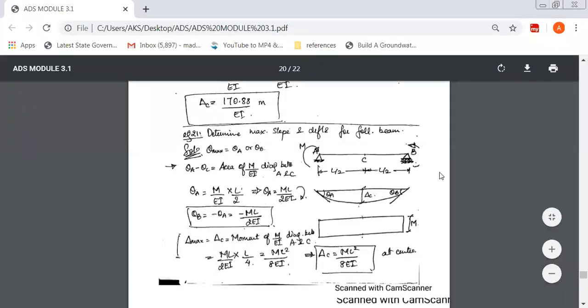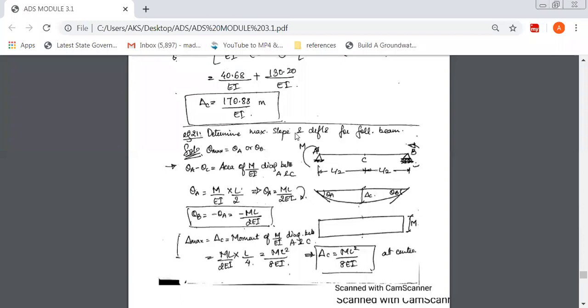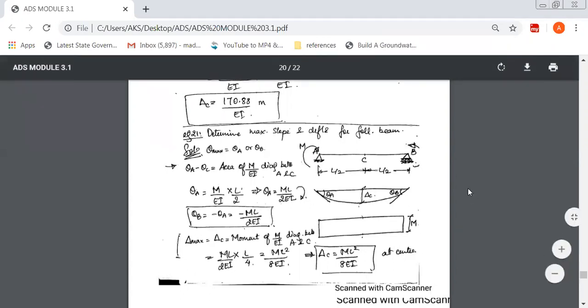Okay, so the next problem is, again, determine the maximum slope and maximum deflection for the following beam. Again, we know that for a simply supported beam, maximum slope is at the support and maximum deflection is at the center. Now see, it's a simply supported beam and there is a moment at end A clockwise and at end B anti-clockwise. So these are the moments, only at the ends.